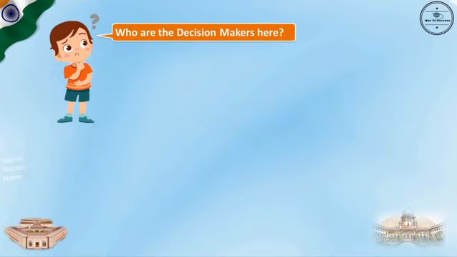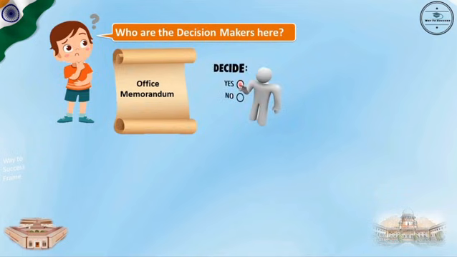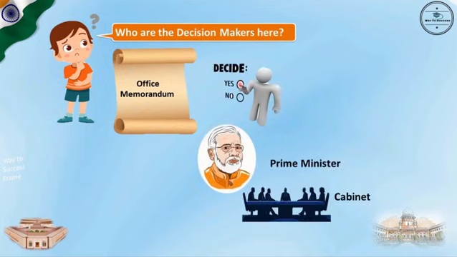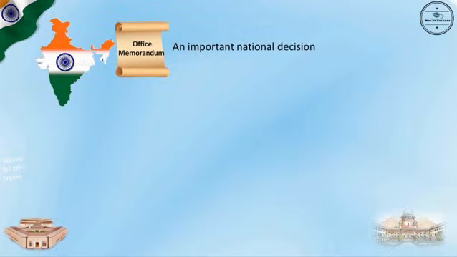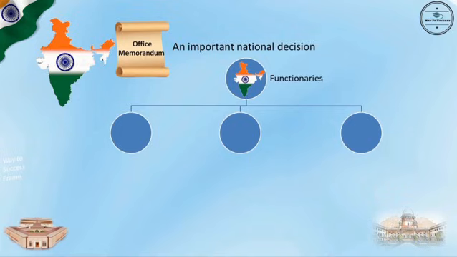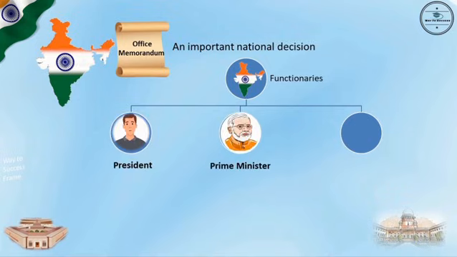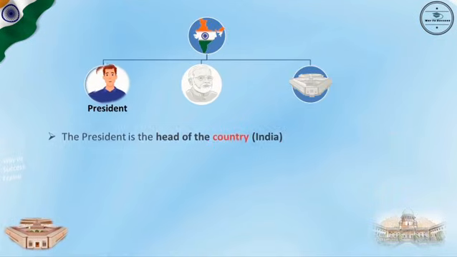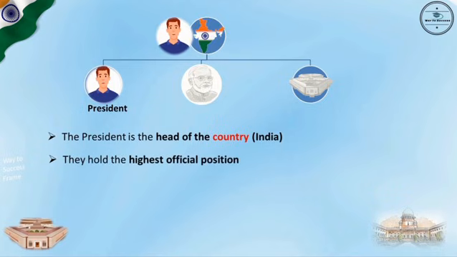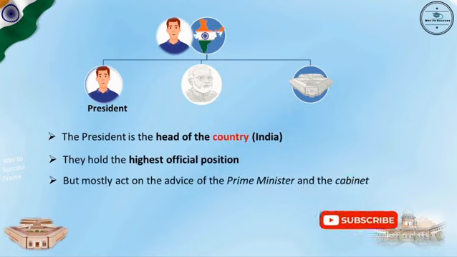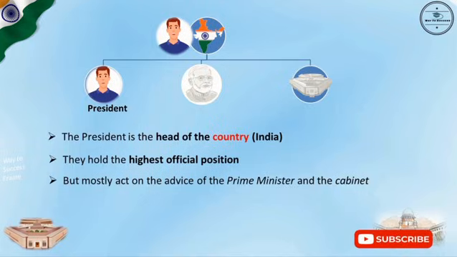Who are the decision makers here? The decision to issue the memorandum was made by the Prime Minister and the Cabinet. Since it was an important national decision, it also involved other key functionaries: the President, Prime Minister, and Parliament. The President. The President is the head of the country, India. They hold the highest official position, but mostly act on the advice of the Prime Minister and the Cabinet.